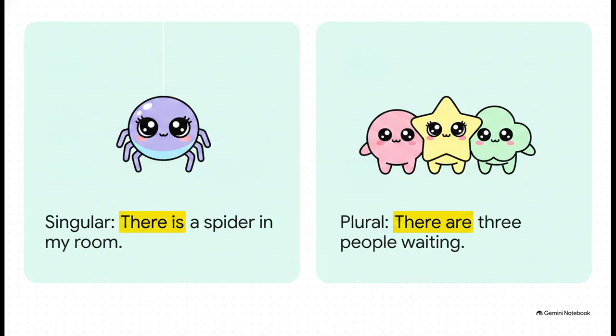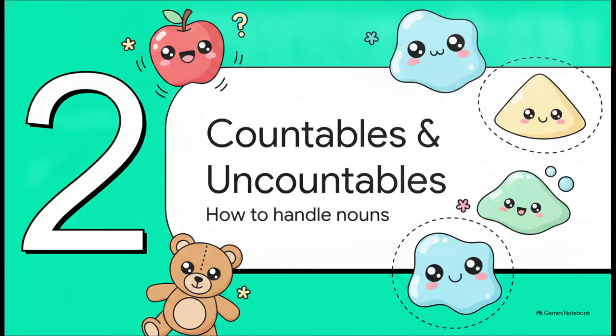Now, let's bring in our farm theme to make this stick. Imagine you're standing in a massive green pasture. If you see just one piece of farm equipment, you'd say there is a tractor. It's just one, so we use is. But what if you look over by the fence and see a whole group of animals? You'd say there are 5 horses. Because there's more than one horse, we absolutely must use are. Singular gets there is, and plural gets there are. Super simple, right? Moving on to section 2, countables and uncountables.